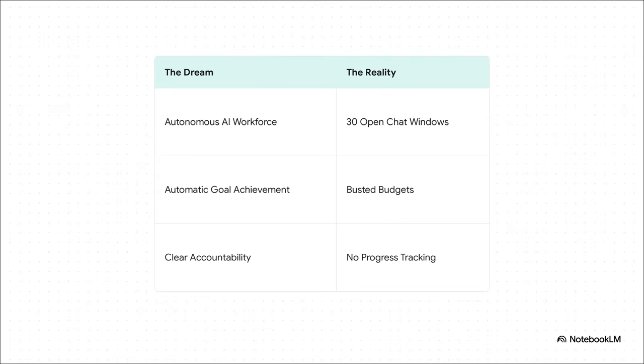And this slide just perfectly captures that feeling. The dream was this autonomous workforce, but the reality for him was having 30 different chat windows open at once, completely losing track of what each agent was supposed to be doing. He said he'd come back after a weekend and find his budget totally destroyed by token spend, with no clear idea of what, if anything, was actually accomplished. That chaos is the problem Paperclip is designed to solve.